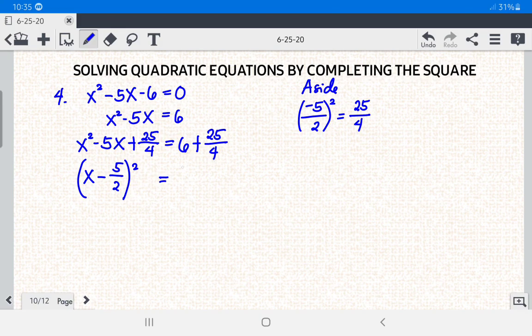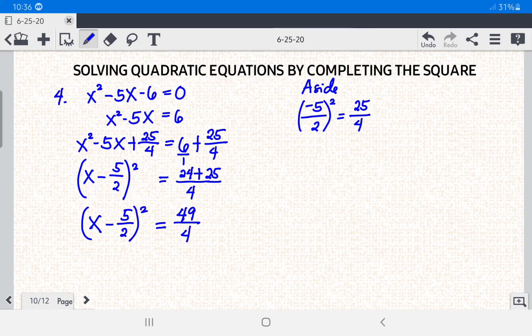So we all know that the denominator of 6 is 1. Then we're going to get the LCD. The LCD is 4, and LCD means the least common denominator. 4 divided by 1 is 4, times 6 is 24, plus 4 divided by 4 is 1, times 25 is 25. Then next, we have x minus 5 over 2, squared, equals 24 plus 25, which is 49 over 4.